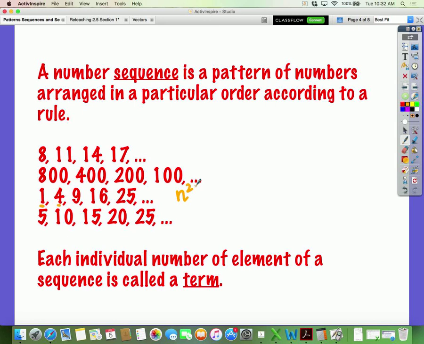We got 5, 10, 15, 20, 25, 30, 35, 40, 45, 50, 55, 60, 65, 70, 75, 80, 85, 90, 95, 100. Here I come. Where's that from? Schoolhouse Rock. What's the pattern? Plus 5.